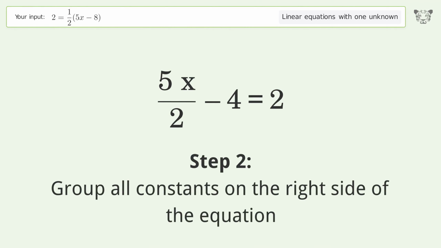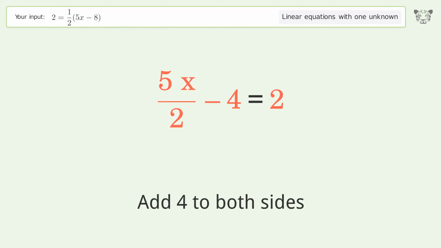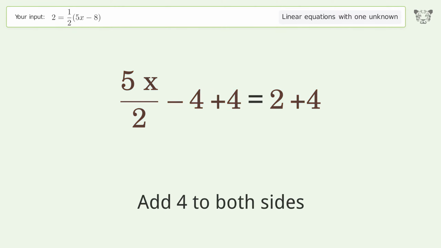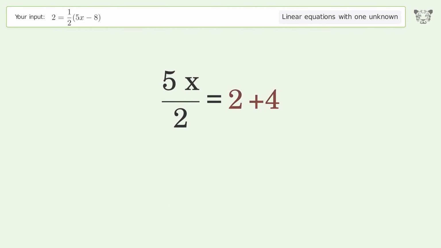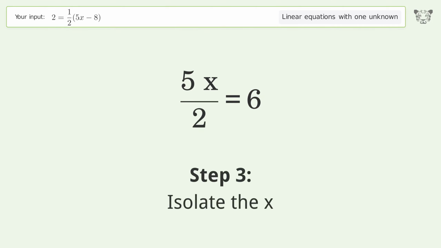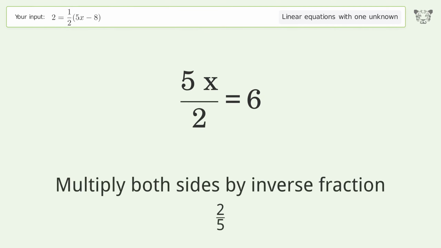Group all constants on the right side of the equation. Add 4 to both sides. Simplify the arithmetic. Isolate the x. Multiply both sides by inverse fraction 2 over 5.